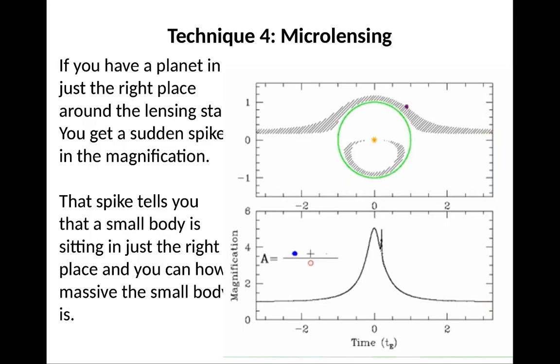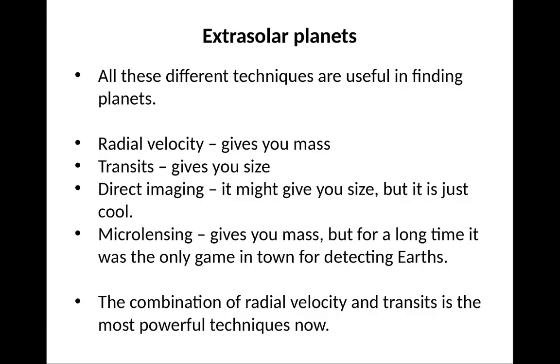If you watch these objects and catch them at the right time, you see that second spike, and that second spike tells you both how far separated the planet is from the star and how massive the planet is. So all these different techniques are useful for finding planets, and give you different things. Radial velocity gives you the mass of the planet. Transit gives you the size of it. Direct imaging might give you size, but it's just really cool.